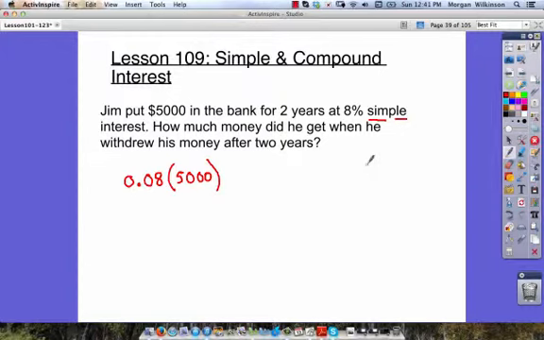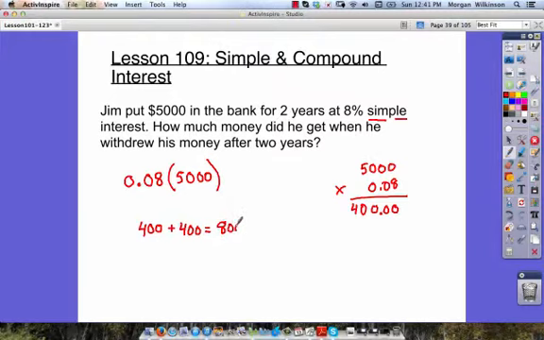8% of 5,000, 5,000 times 0.08. We're going to have 3 zeros to begin with, and 8 times 5 is 40. The decimal comes out twice, so we bring it back in twice. 8% of $5,000 is $400. Simple interest means he's going to get $400 for the first year, and then $400 for the second year, and it would continue with that pattern. So $400 plus $400 equals a total of $800.